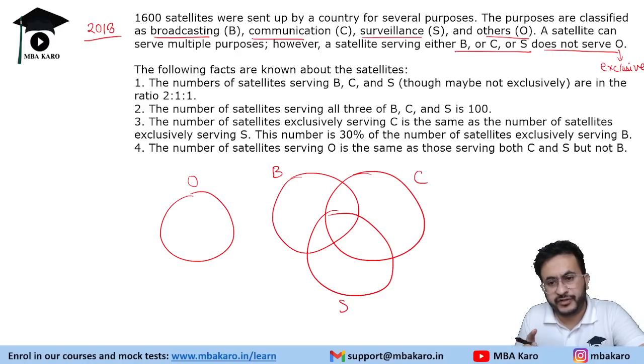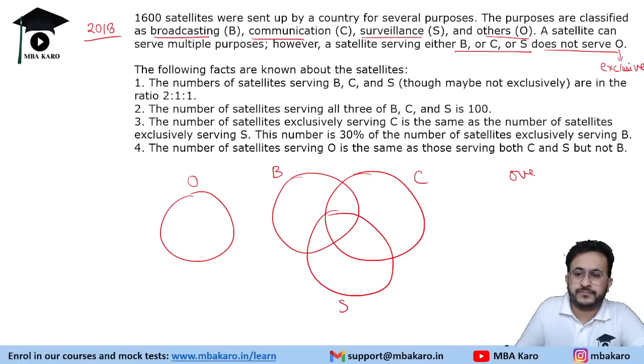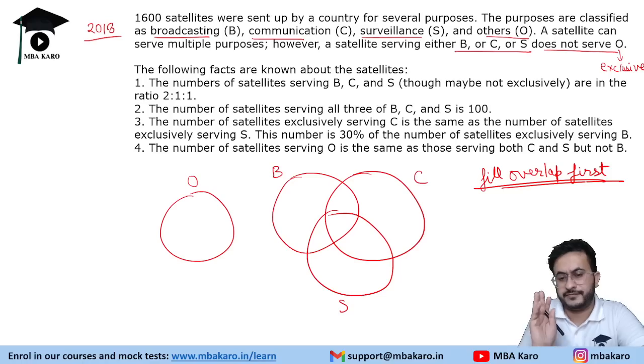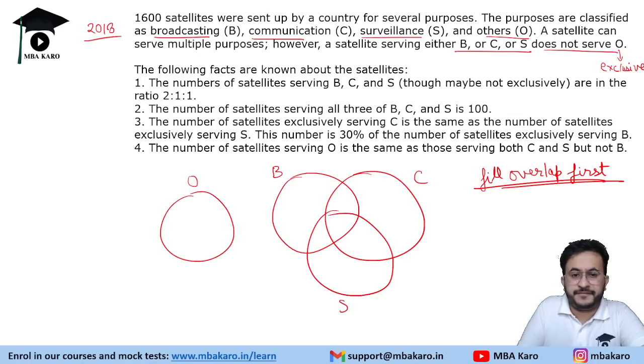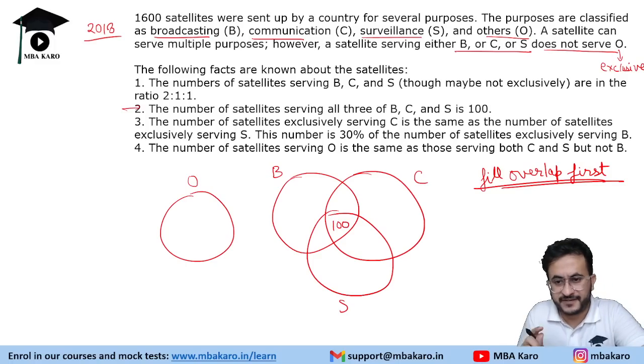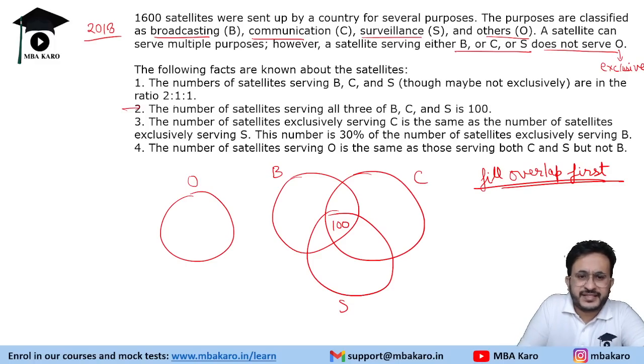And whenever you have to fill a Venn diagram, right? Try to fill the overlapping region first. If the condition is given for the overlap region, fill that overlap first. Now, for example, if we see this condition 2, it says the number of satellites serving all three VCS is 100. So this is 100. Okay, that is one thing to do. Next is the number of satellites serving B, C, and S are in the ratio 2 : 1 : 1. So BCS means this total thing.